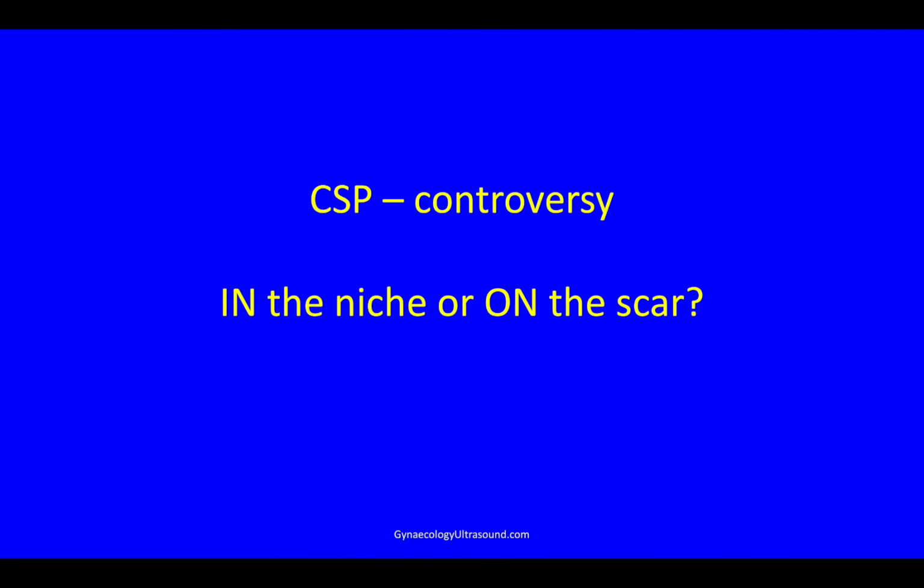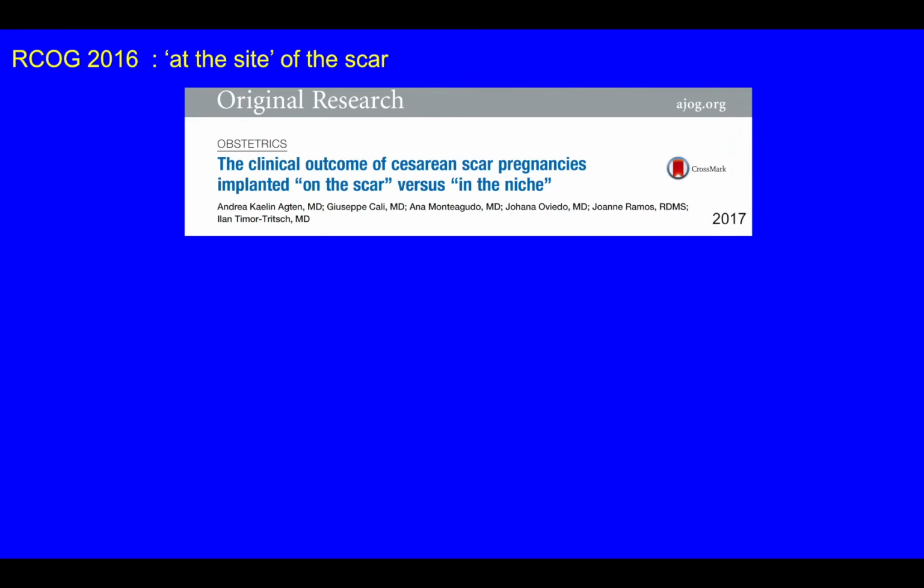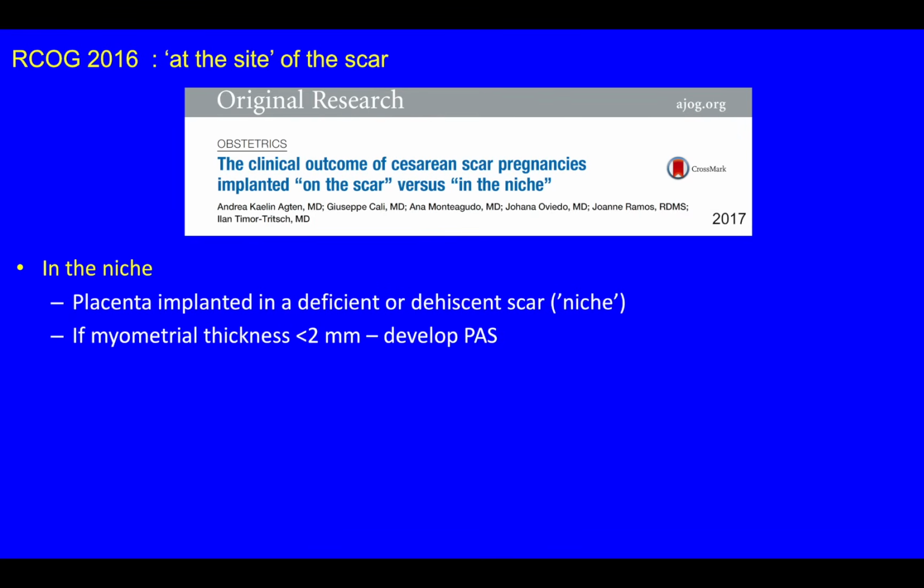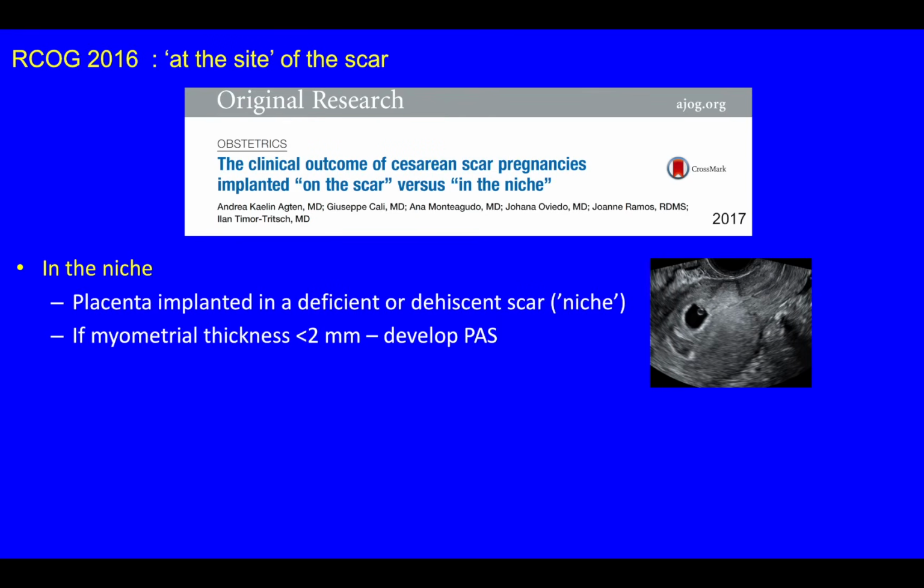Then we now see what in the niche scar pregnancies are. We've been looking at those, but how about on the scar? The original definition from the RCOG was that a scar pregnancy had to be at the site of the scar. Then this paper in 2017 talked about on the scar or in the niche Caesarean scar pregnancies, where in the niche CSP is what we've been talking about, a placenta implanted into a niche.